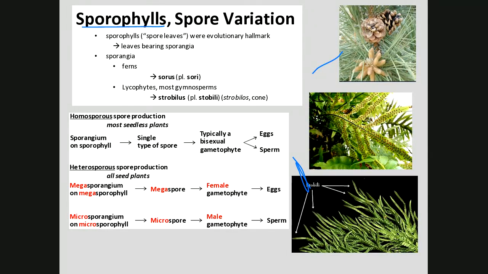All right, now back to spore production for a second. I've got some terminology we've got to go over so that when we get into the future and talk about this, we won't get confused. So across the top, homosporous spore production. Homosporous spores occur in most seedless plants. Actually, this was the moss in the reproduction. Remember the moss? I said the spore is going to produce a gametophyte. So in the seedless plant, we have a sporangium and a sporophyll producing one type of spore, and this is a bisexual spore. What we mean by a bisexual spore is that it produces a bisexual gametophyte.